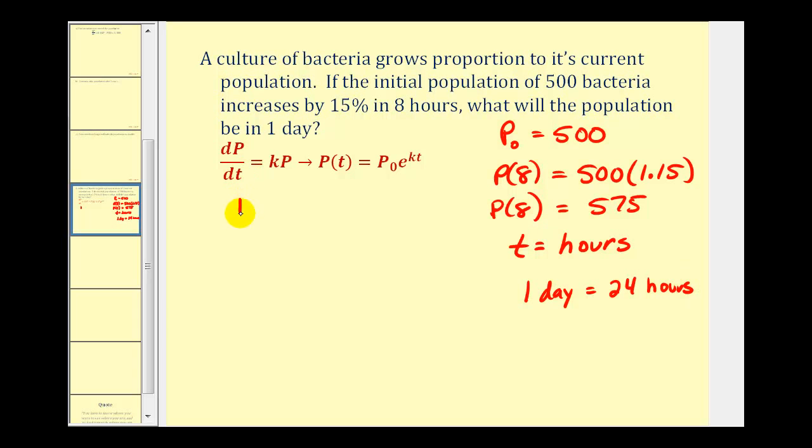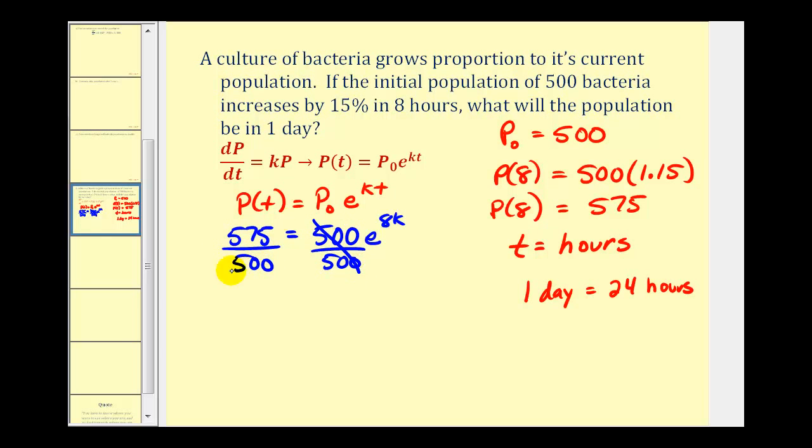So again, using the exponential function P(t) equals P sub 0 times e raised to the power of kt, we know after 8 hours the population is 575. We know the initial population, P sub 0, is 500, times e raised to the power of k, which we don't know, and t is the time, which to increase to 575 is 8 hours, so our exponent is 8k. Now we'll isolate e by dividing both sides by 500.